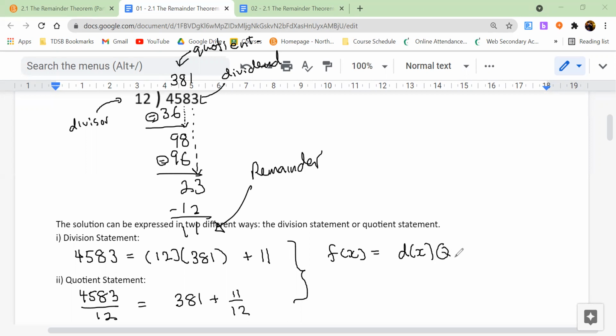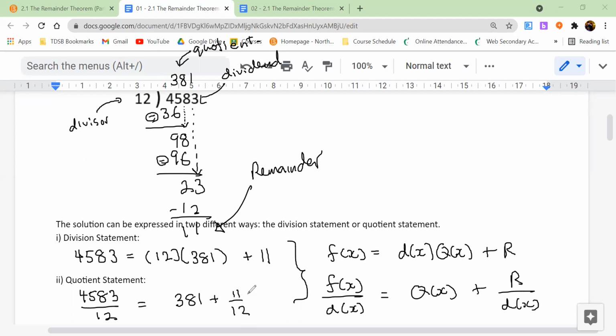In general, division is sort of like the original function is equal to your divisor, right, multiplied by whatever your quotient is plus whatever your remainder is. For a quotient statement, the original function divided by whatever the divisor is equal to the quotient plus whatever the remainder is divided by that divisor. So in this case, it's 12. Keep that in mind. You can pause it, write something down. I'm going to come back to this and ask you for a division and quotient statement in the future.